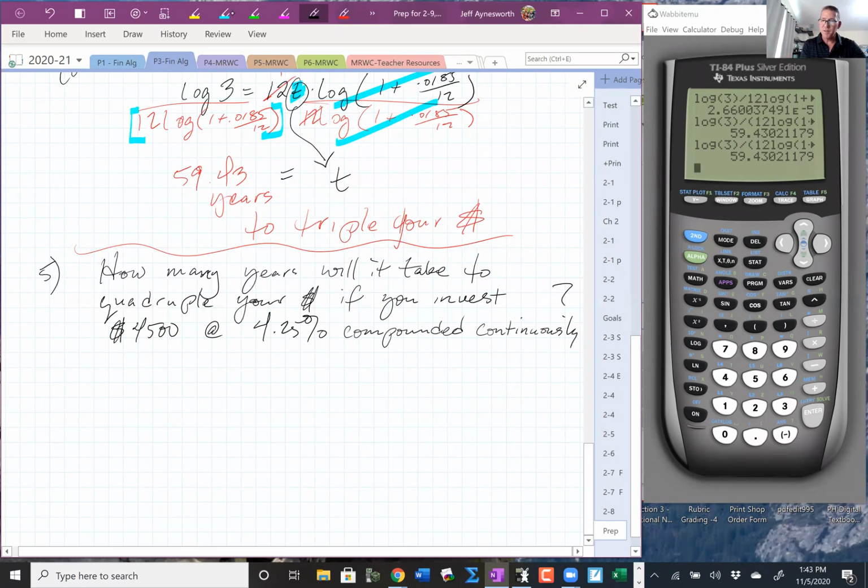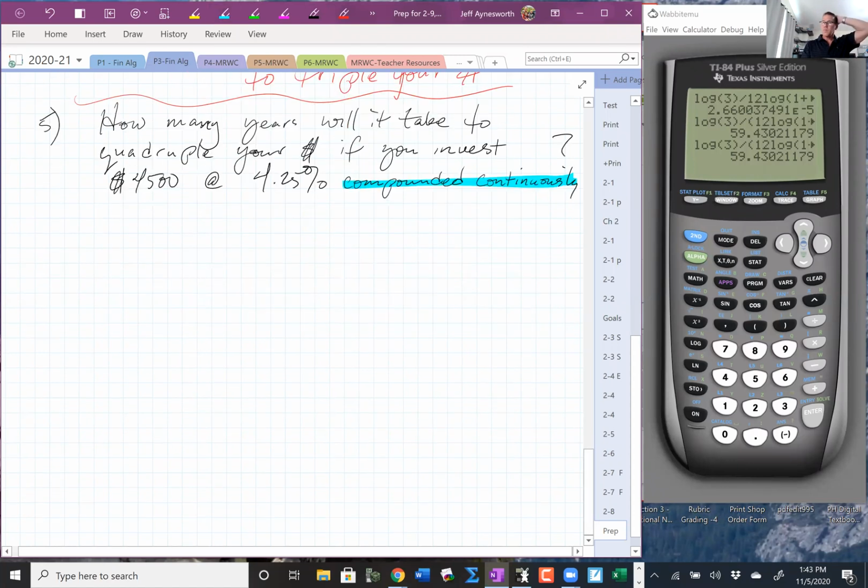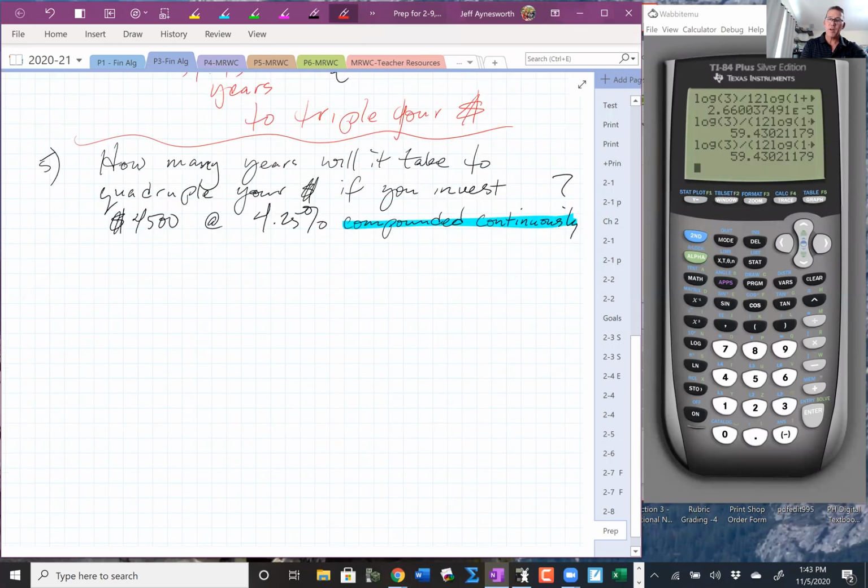So this changes things right here. Now this is a compounded continuously situation. So let's write down what we know and determine what we need to find out. This is in how many years? That's T, question mark. We've got to find T.